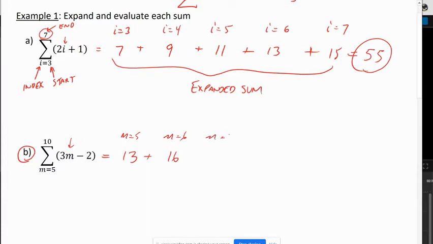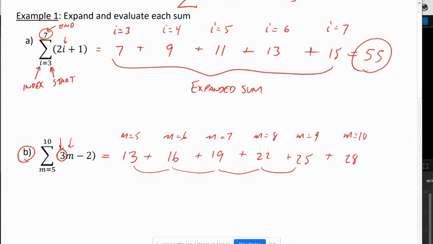Then when we plug in m equals 7, we get 19, because it's 21 minus 2. And then when we plug in m equals 8, we get 22. And then when we plug in m equals 9, we get 27 minus 2 is 25. And you'll see that these are just going up by 3 each time. Plus 3, plus 3, plus 3, plus 3. And so now the next one is going to be m equals 10, and we get 28. And that's our last one. That tells us where to stop at m equals 10.